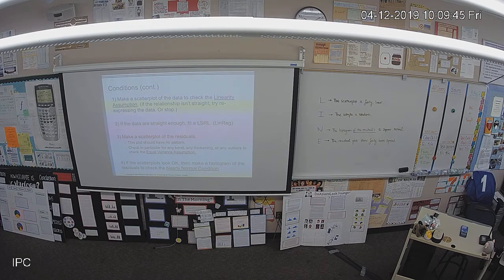Grab the second handout. Can you write all of this down? Oh, no, just write a shorthand version. I would just say scatter plot, check L. Do lin-reg. Residual plot. Double check no pattern. Check for even spread. Step 4, make a histogram of the residual. Check for normal. Yeah, so it's a shorthand.